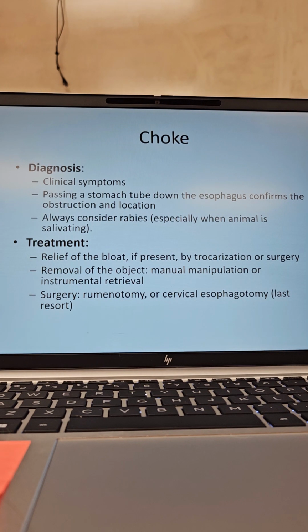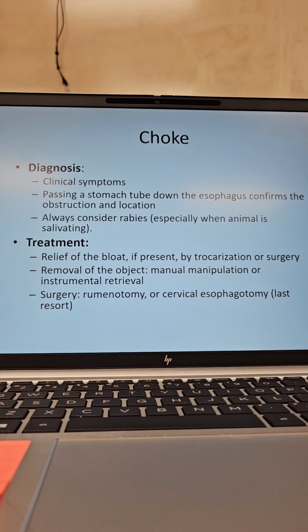Diagnosis will be through clinical symptoms. You can try passing a stomach tube down the esophagus. When that stomach tube doesn't make it to the stomach, we know there's a problem, and you can actually tell how far down it is by how far your tube goes. You measure where your tube stops, you pull it out, and you hold it up to the animal like, all right, it's right about here. Because of all that salivating, that is a symptom of rabies, so you do have to consider rabies.